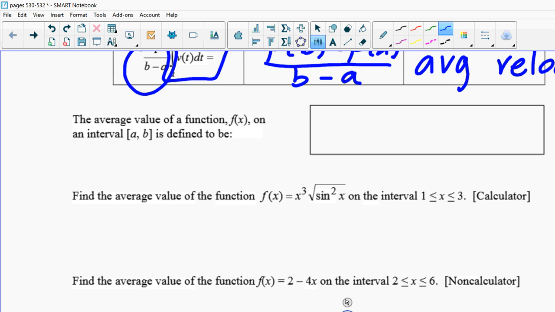So, the average value of a function f of x on an interval a to b is defined to be, what do you think it is? How could we write it formally? Average value, 1 over b minus a times the integral from a to b of f of x dx.